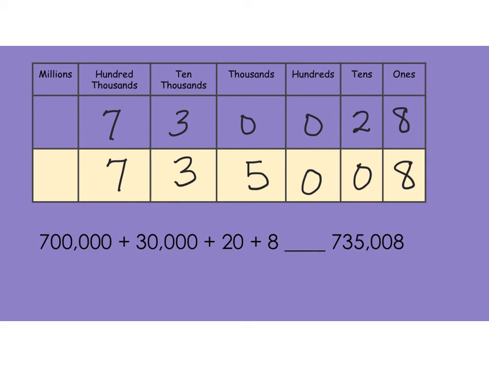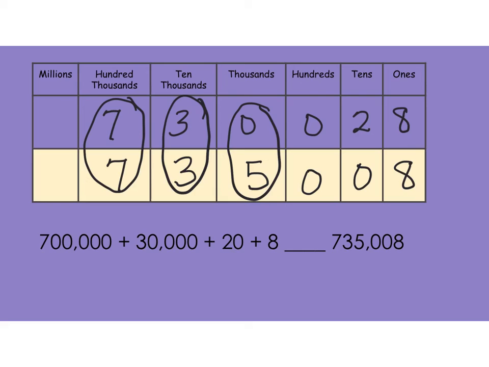Okay, remember when we are comparing, we start with the number with the greatest value. So I have no millions. If I look at my 100,000s, they are equal. I have 700,000 and 700,000. I go to my 10,000s, I have a 3 and a 3. They are equal. But then when I get to my thousands place on the place value chart, I have a 0 in my first number and a 5 in my second number. So I know that my second number has a greater value. So I'm going to make my alligator go to the greater number, which is 735,008.